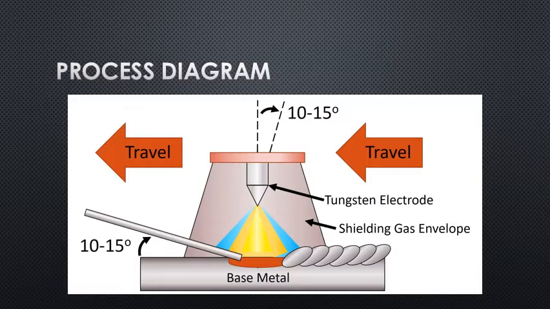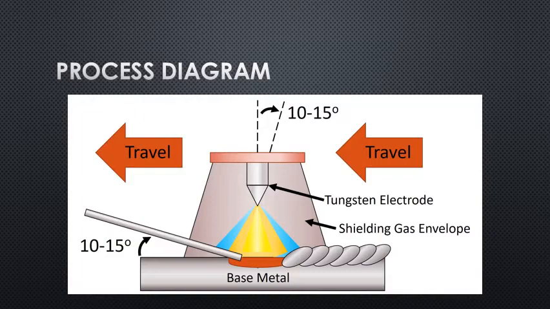All right, if we take a look at the process diagram, this illustration shows the travel direction going from right to left across the screen. And normally we would use a push or a forehand technique, and we'd tilt that torch back about 10 to 15 degrees to point the tungsten in the direction of travel. You can see there that if we're going to add filler metal to the process, it's going to be added at about a 10 to 15 degree angle up from the base metal, and it should go directly into the weld pool because you want the weld pool to melt that filler rod.